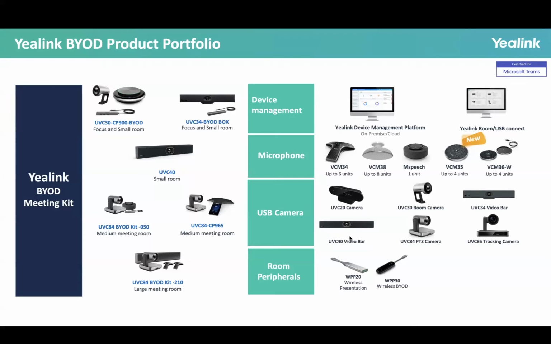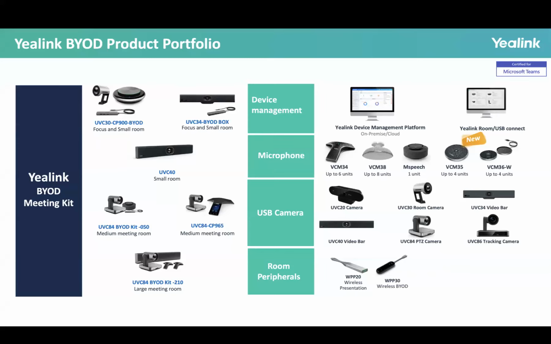So the WPP20 presentation pod is the older version of WPP30. So it would support up to 1080p presentation, and it's only screen sharing. Whereas the WPP30 has both 4K presentation as well as BYOD solution, where you can connect your cameras wirelessly. So that's the difference between WPP20 and 30.